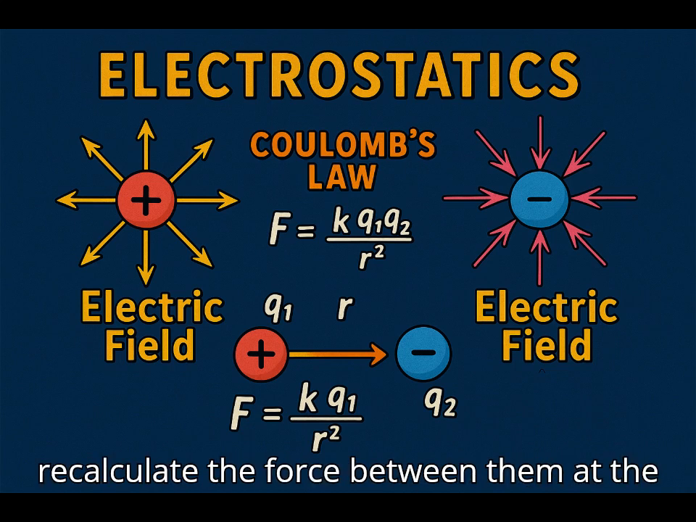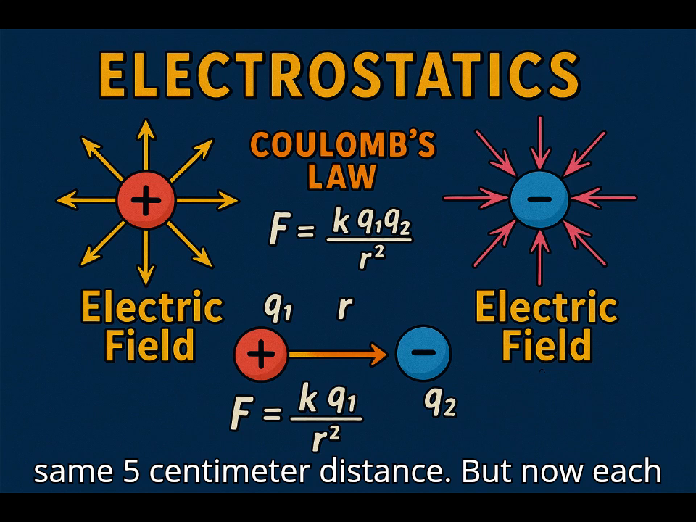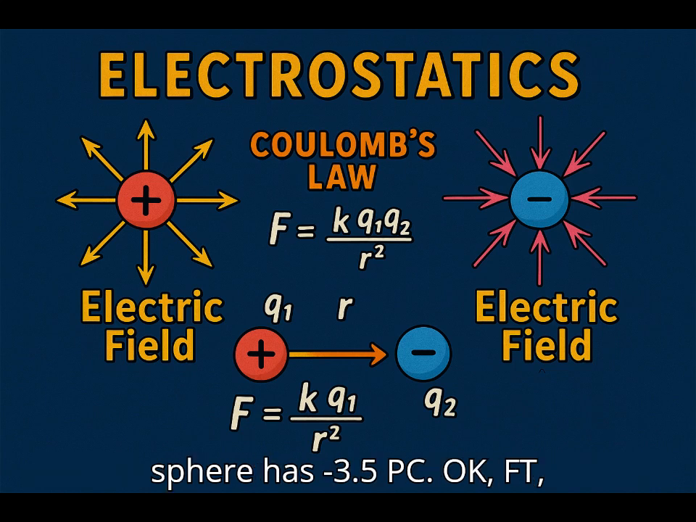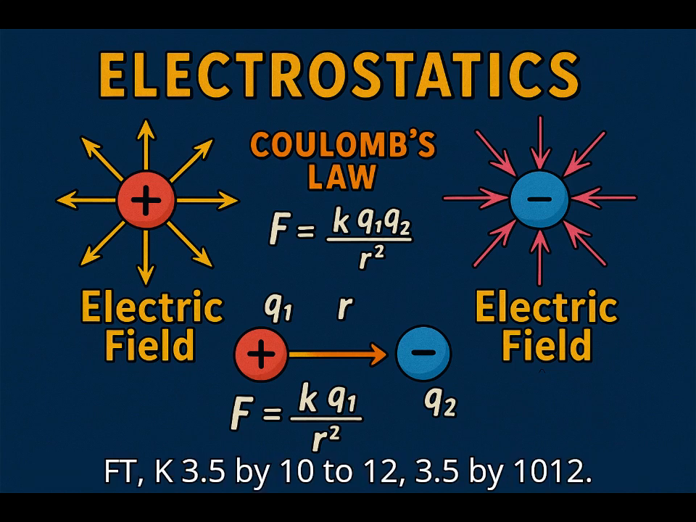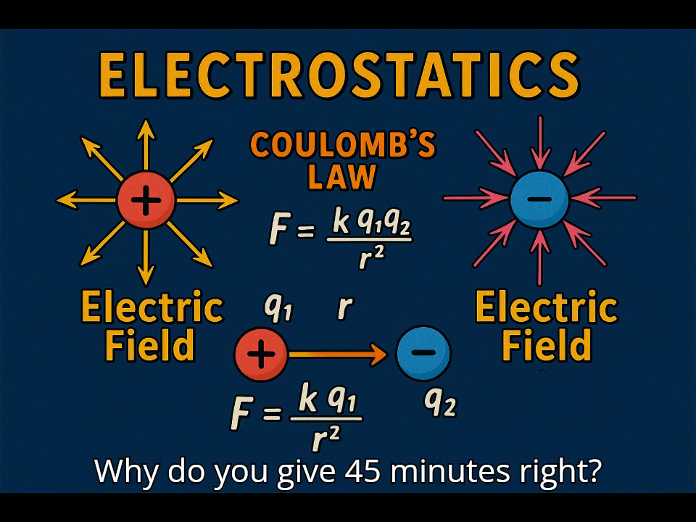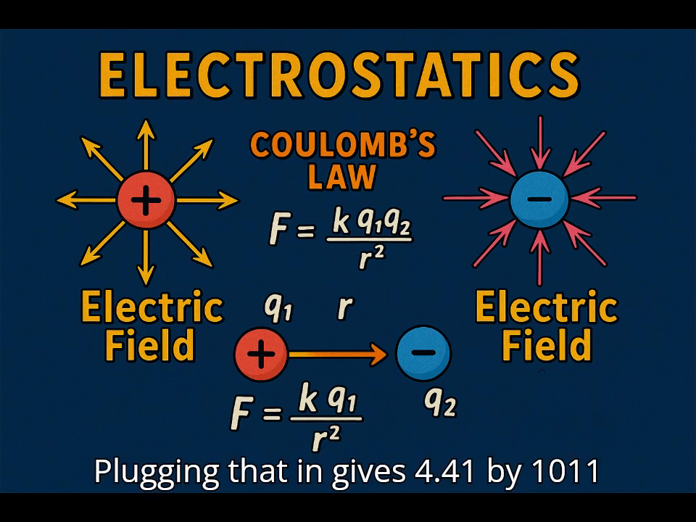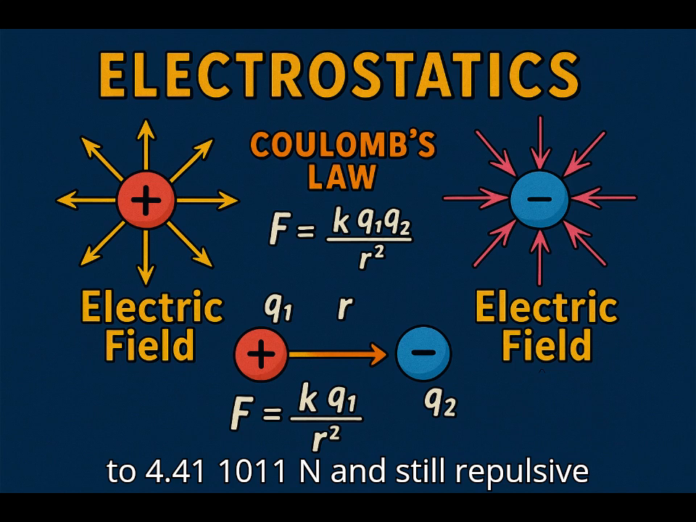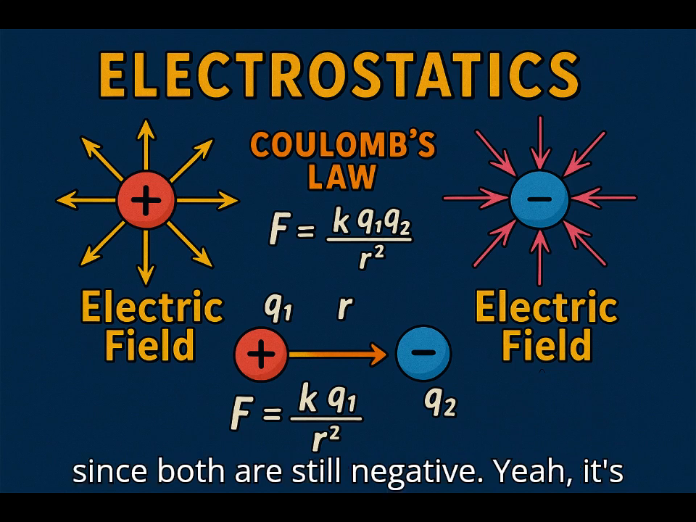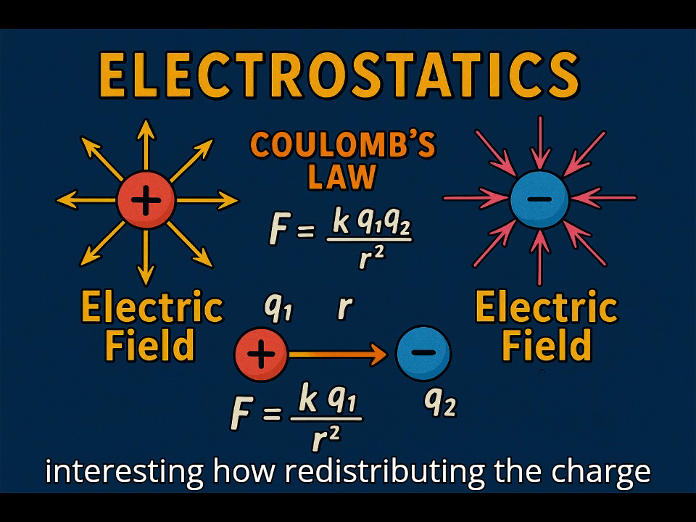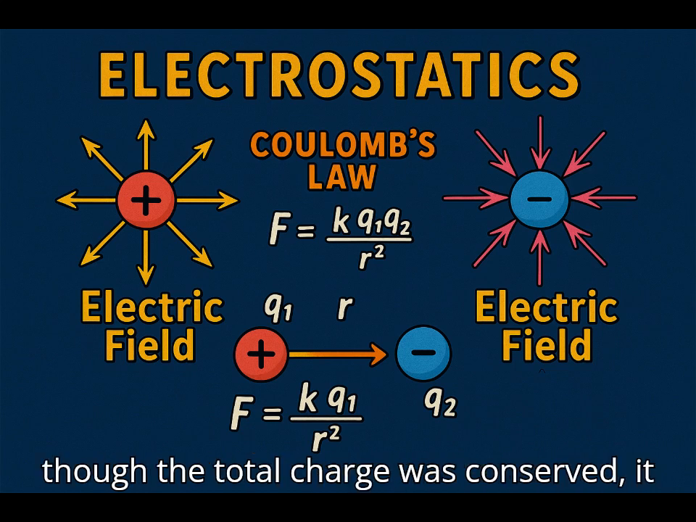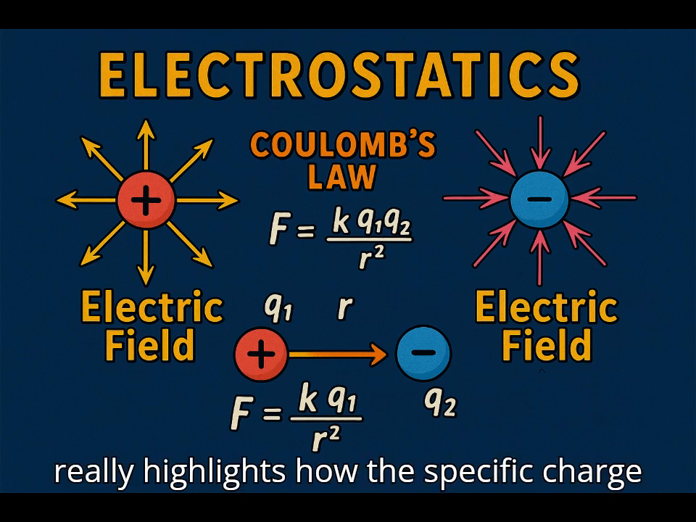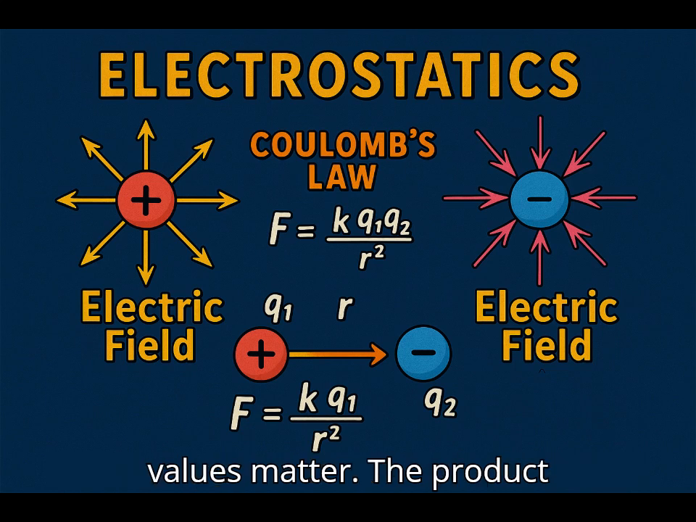Exactly. Now let's recalculate the force between them at the same 5-centimeter distance, but now each sphere has -3.5 pC. Okay, F equals k times 3.5 by 10^-12 times 3.5 by 10^-12. Plugging that in gives 4.41 by 10^-11 newtons. So the force magnitude actually increased slightly in this case, from 4.32 to 4.41 times 10^-11 N. And it's still repulsive since both are still negative. Yeah, it's interesting how redistributing the charge changed the interaction force, even though the total charge was conserved. It really highlights how the specific charge values matter. The product Q1 Q2 changed.